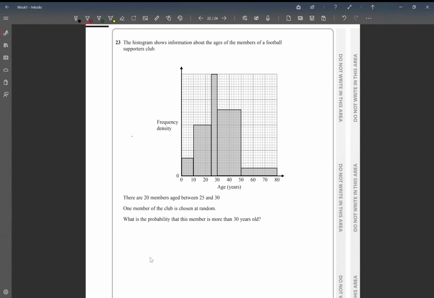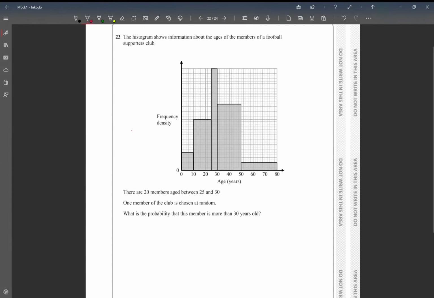Alright, so we've got a histogram question here. If you want to pause it and have a go. Histograms are particularly poorly done, I feel. The students that I've taught histograms to often get mixed up with them. Okay, so they're giving you a histogram this time.